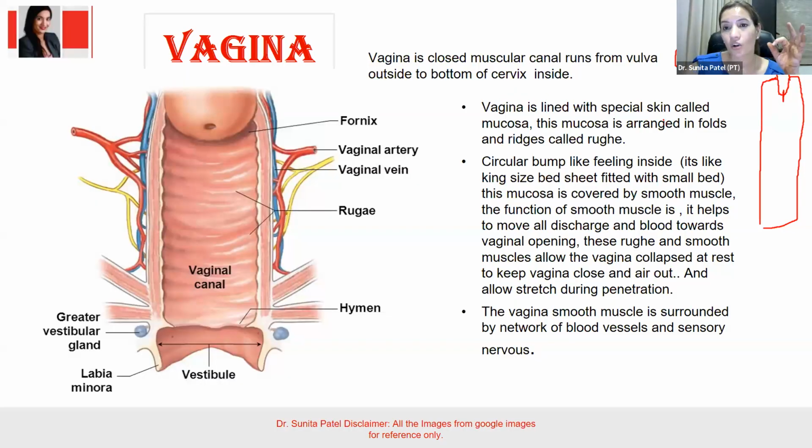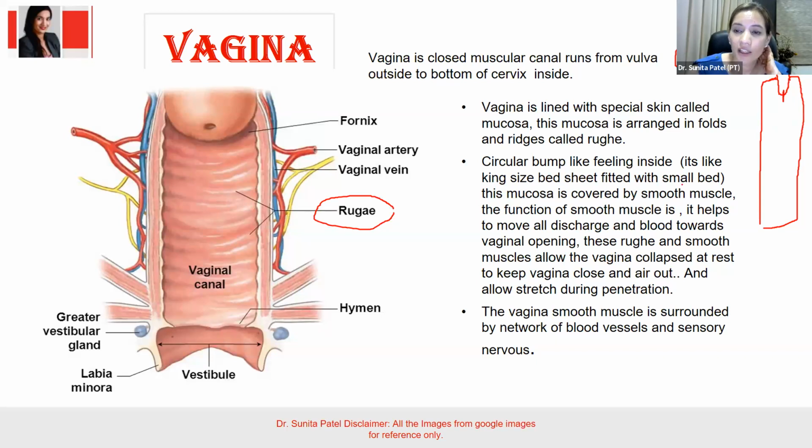So the vagina is having 3 layers and 4 walls. Another thing is, the vagina is lined with a special skin called mucosal cells. As I told you, mucosal tissues are present, and these mucosas are arranged in folds and ridges, which we call the rugae.